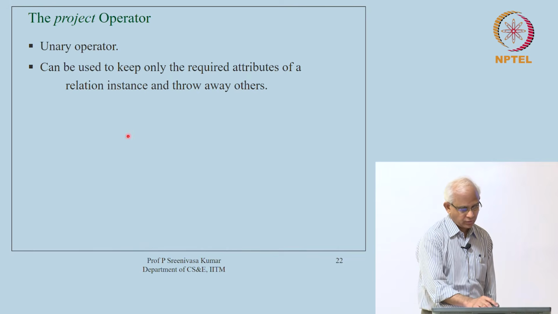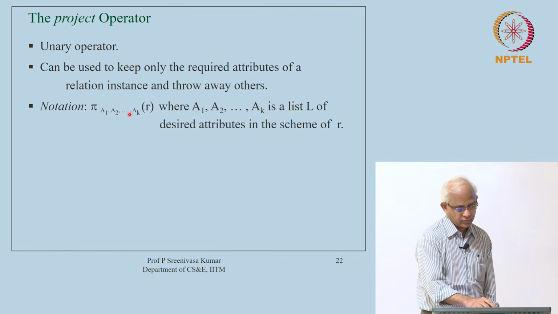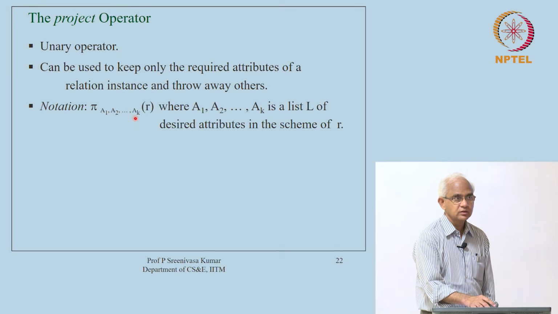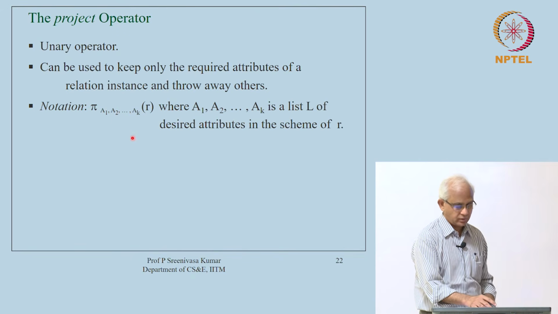I do not want the other information, so I will just throw it away. Okay. So here is the notation. Pi is the symbol that we use for this operator, and here is a list of attributes that we want, and then here is the relation on which we want to apply that. So obviously each of these A1 through AK is part of the scheme of R. Okay. And they need not be consecutive or anything like that. So some set of attributes from the original scheme which we are interested in.